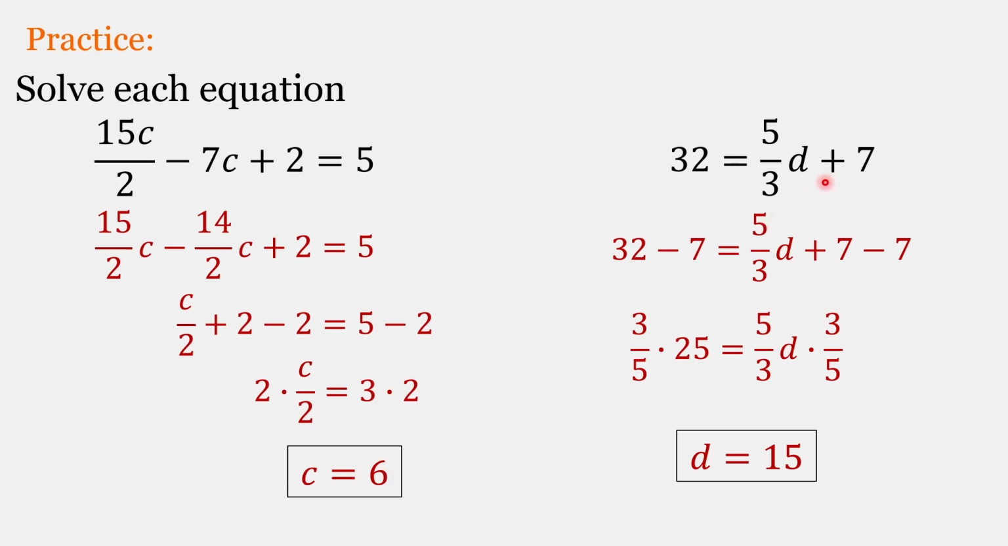And finally, we have addition of 7, so we'll undo that by subtracting 7 from both sides. We get 5/3 d equal to 25. So dividing by 5/3 is the same as multiplying by 3/5, and we end up with d equal to 15. Continue practicing solving equations, and I'll see you in the next video.